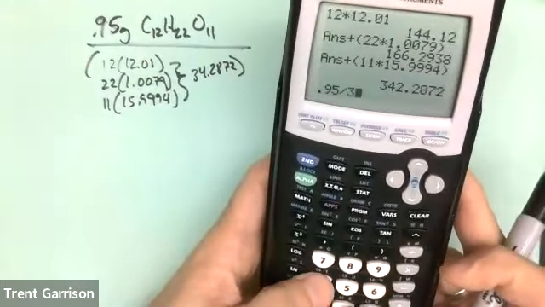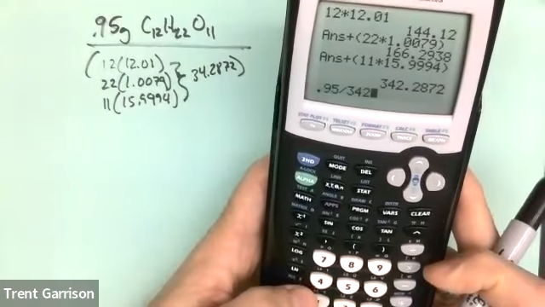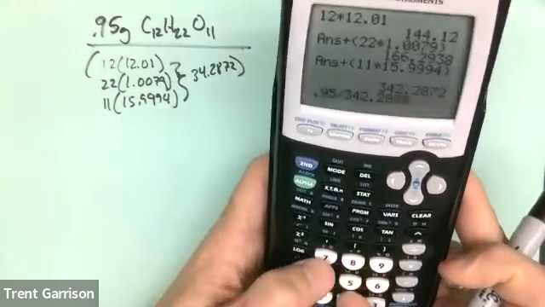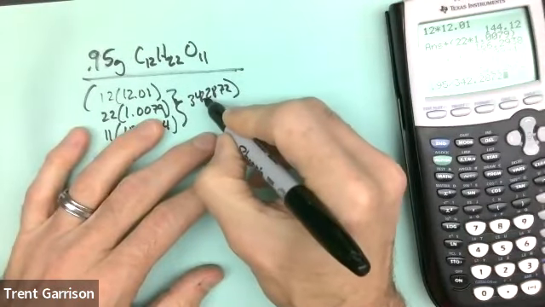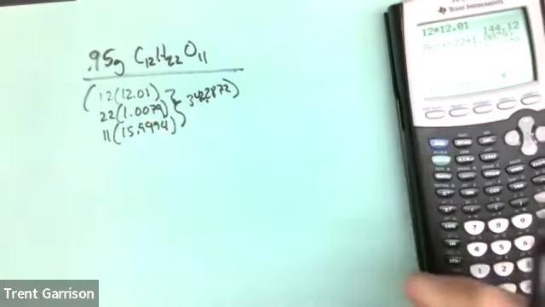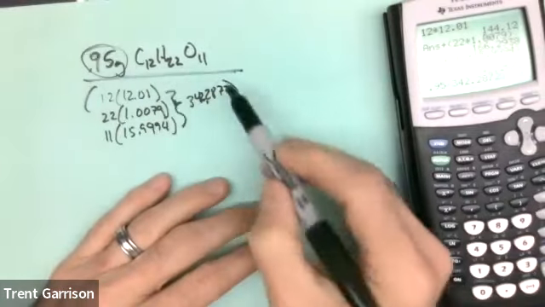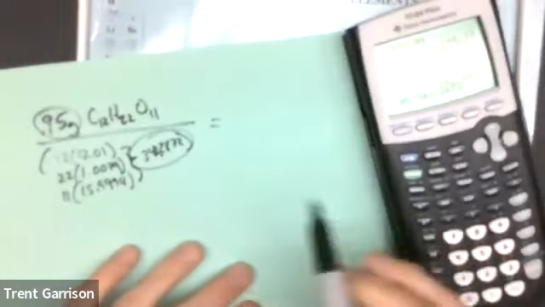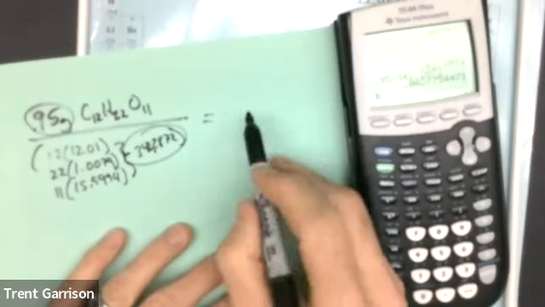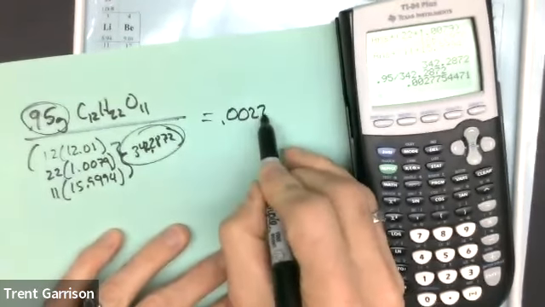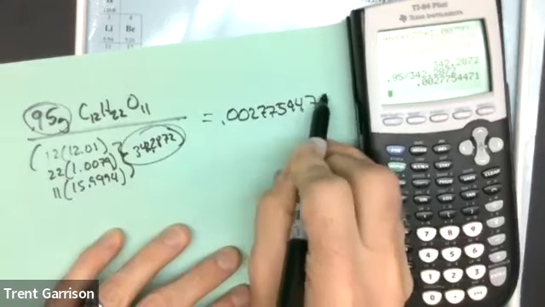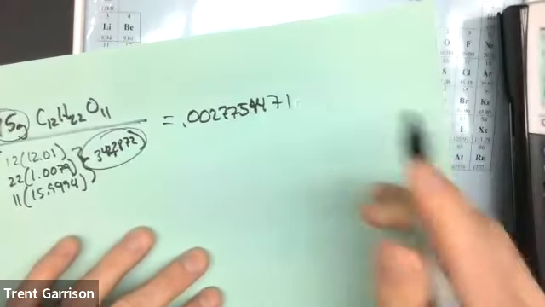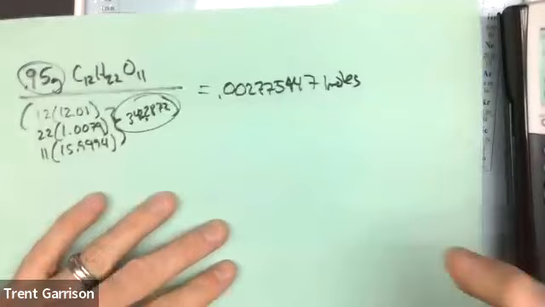I'm going to divide it by 342.2872. Boy, I wrote the wrong number here. I forgot one of my twos. Okay. So I'm taking 0.95 divided by 342.2872, and what you get is 0.002775447. Now that's moles. That's again not my final answer.